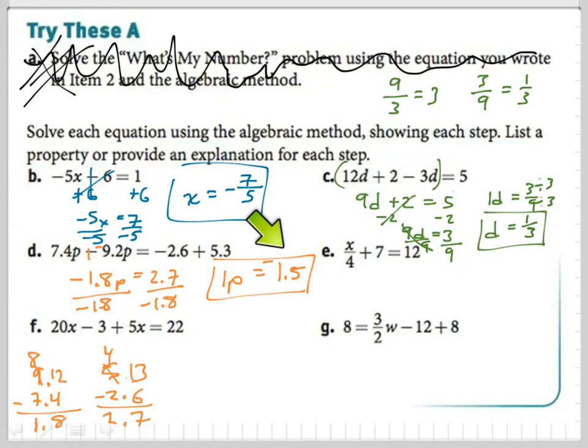Now, notice how I have a decimal answer? That's because I have decimal numbers in my problem. If you don't have decimal numbers in your problem, then use fractions, so it's easier.